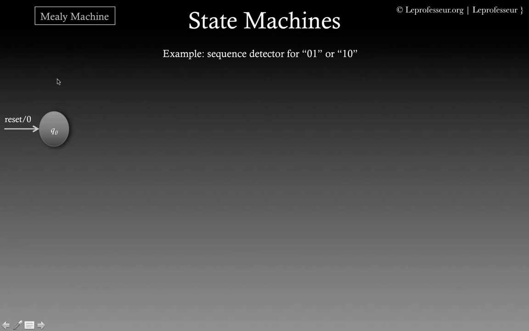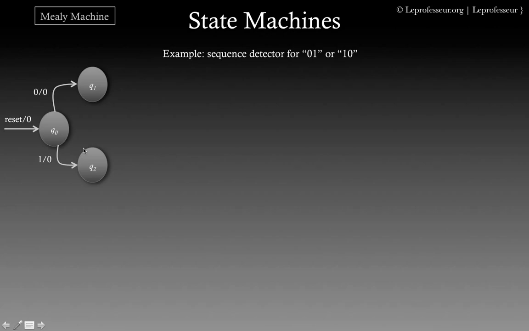Now if there is an input 0, we are detecting 0, 1, it moves to the next state and produces output 0, because it will produce output 1 only if the sequence detector detects the sequence 0, 1 or 1, 0. Now for example, if the input is 0, it moves to the Q1 state, and if the input is 1, it goes to another state.